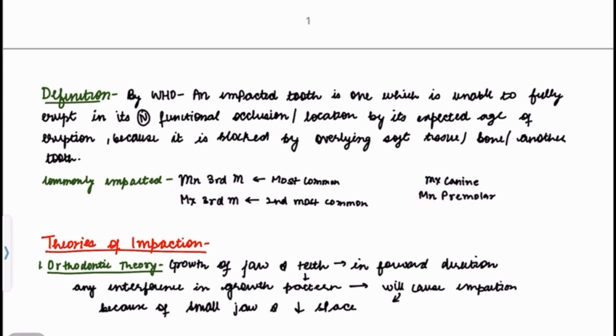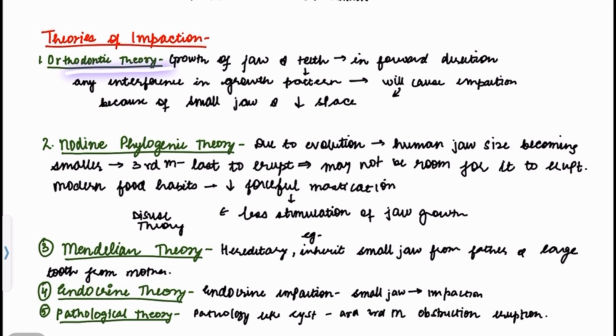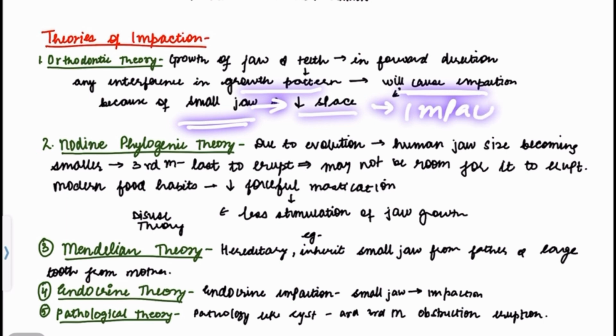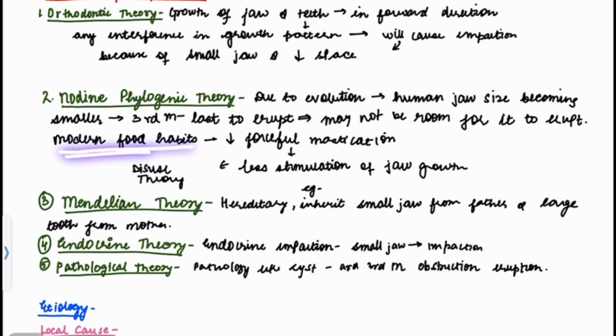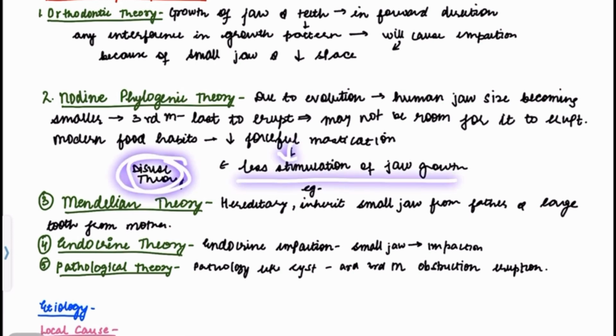There are various theories of impaction. For example, first is the orthodontic theory, which says that the growth of jaw and teeth is in forward direction, so any interference in the growth pattern will cause impaction. Why? Because a smaller jaw will lead to smaller space, which will lead to impaction. Second is the Nodine phylogenetic theory. It says that modern food habits lead to less forceful mastication, so there is less stimulation of jaw growth, which is the disuse theory. So, less jaw growth, less space, and again, it can lead to impactions.